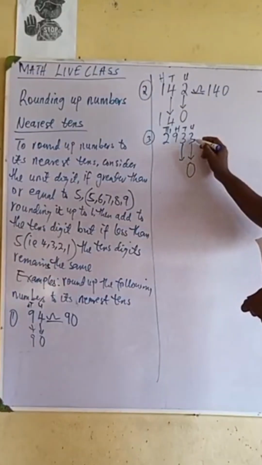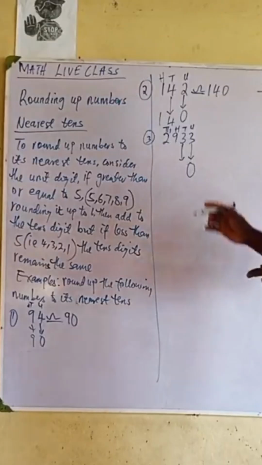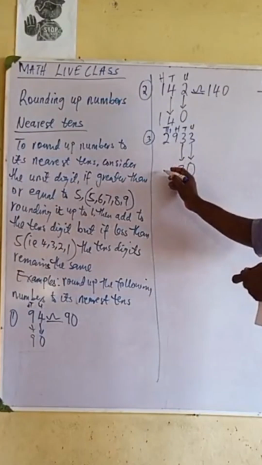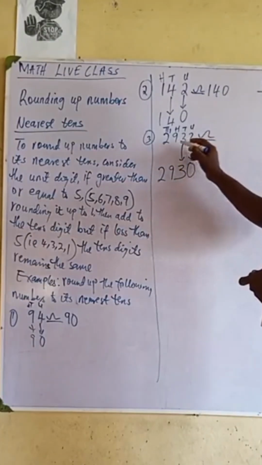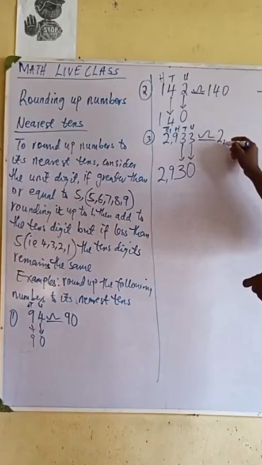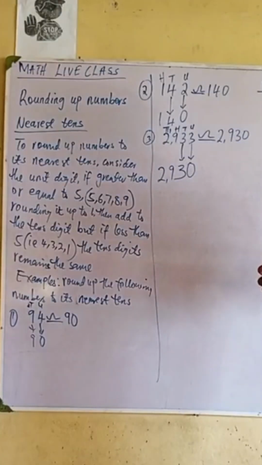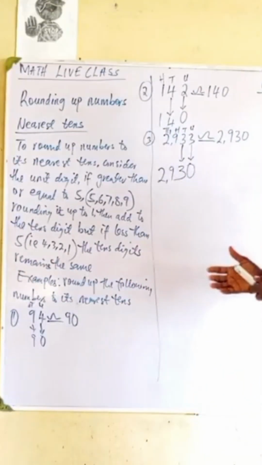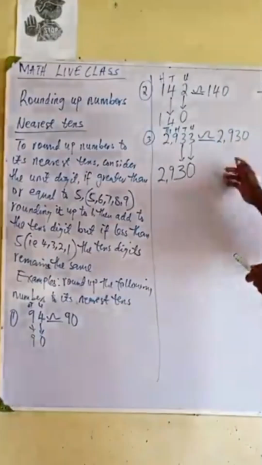And the next thing we do is that we look at the tens digit. Since the number we are supposed to consider is not up to a number you can round up to 1, the tens digit here remains the same, which is what? 3. Then we bring down the other numbers, which are 2 and 9. So to round up 2,933 to the nearest tens, the answer gives us 2,930. So this will help you understand how to round up numbers to the nearest tens.